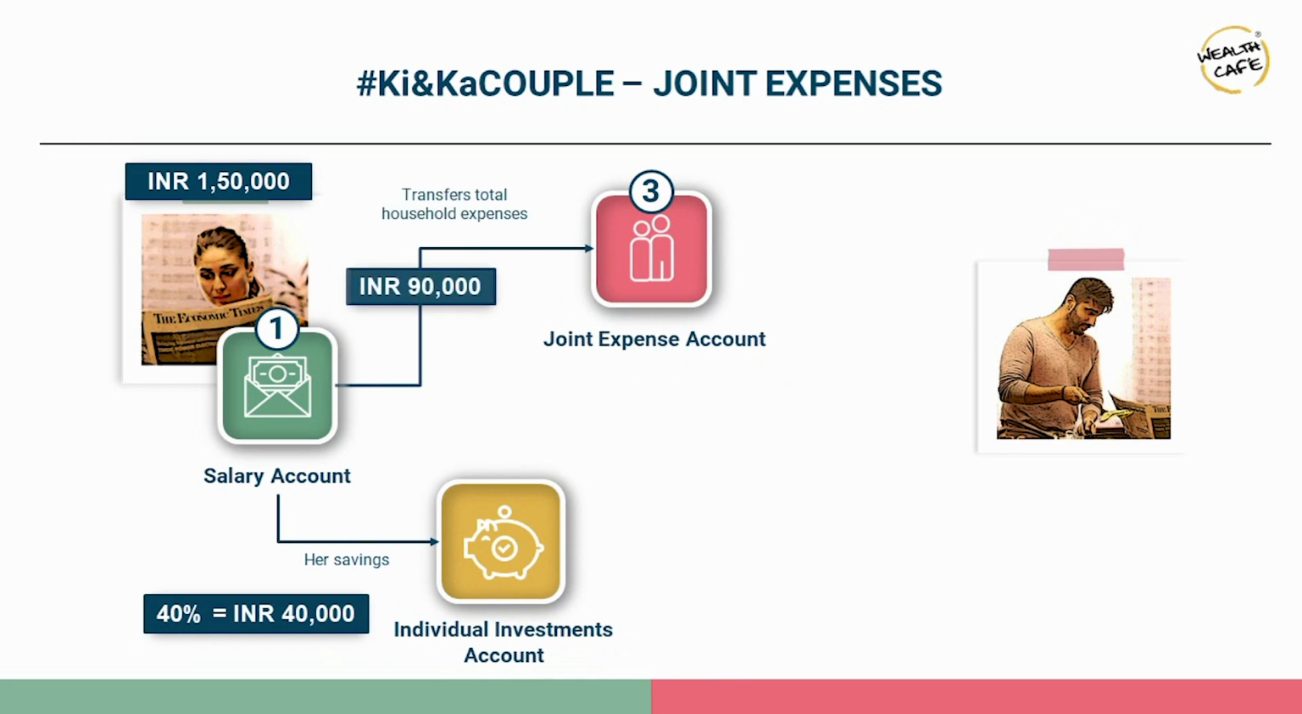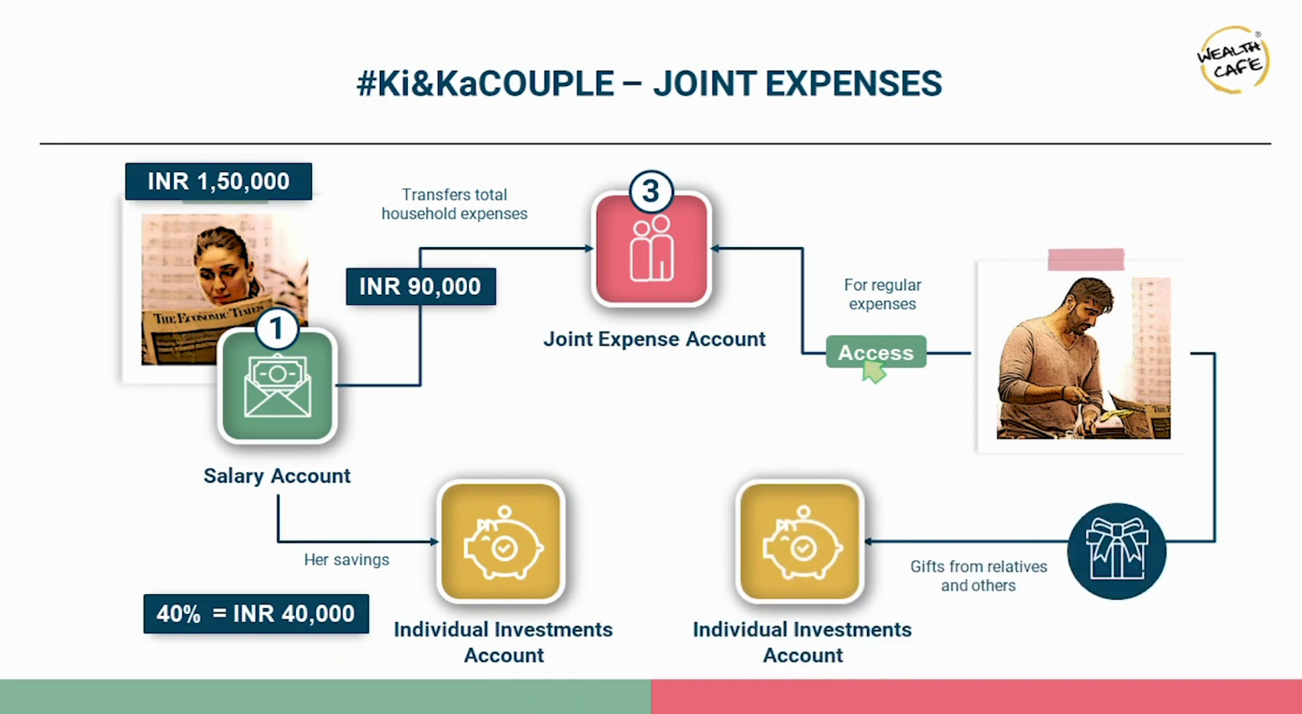Ka obviously has access to this joint expense account and uses this money for regular expenses of himself, his family, and in general, and Ki can also access the money from the joint expense account for her expenses. As we've already discussed, the gifts from relatives and friends come into Ka's account, and from there he makes his individual investments. In the following sessions on taxation, we shall discuss how much Ki can transfer to Ka's bank account, keeping in mind the tax expense for the overall situation.